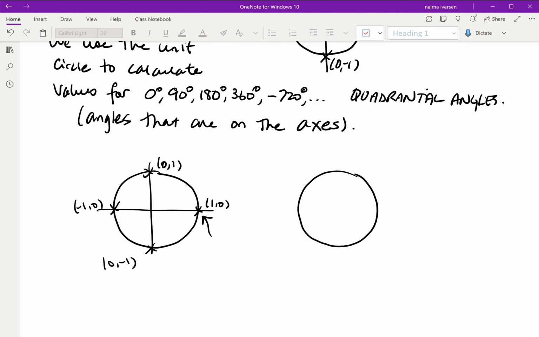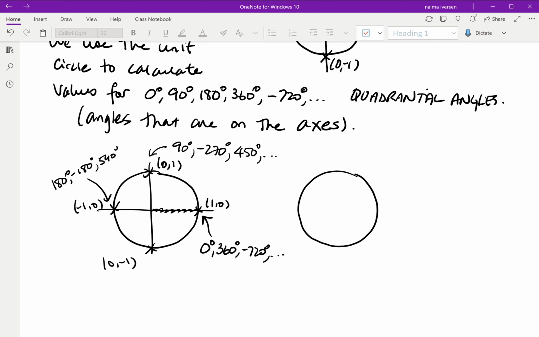This angle right here, this spot right here, is where 0 degrees ends, or 360 degrees ends, or negative 720 degrees, and so on. This angle up top here is for 90 degrees, and negative 270 degrees, and 450 degrees, and so on. This spot over here is for 180 degrees. Remember, they're always measured from OA, which is over here, or negative 180 degrees, or 540 degrees, and so on. And this angle down here at the bottom, this is where 270 degrees ends, or negative 90 degrees, and so on. So they're all very, very specific spots.